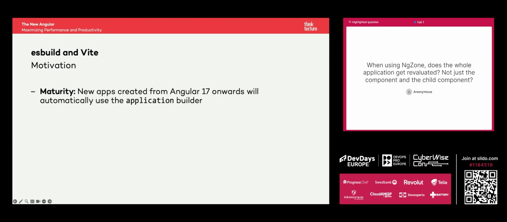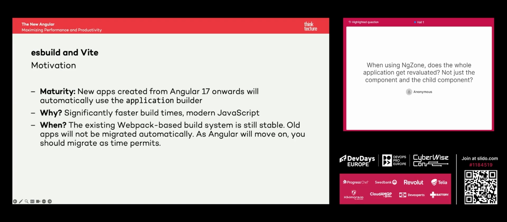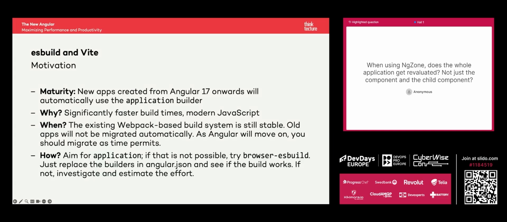So, all new apps from Angular 17 will automatically use these new build tools. Why do you want to do it? Faster build times. When do you want to do it? Do it now if you can, right? So Webpack is still stable. Older apps are not migrated automatically. With Angular 18, you are asked if you want to migrate. And yeah, you should just do it, use the new build tools. And if you run into any problems, then you can try to use browser-esbuild, a compatibility builder. And if that doesn't work, then switch back to the standard builder.